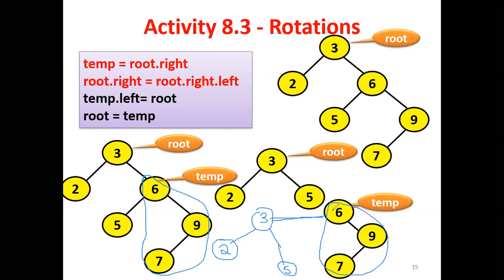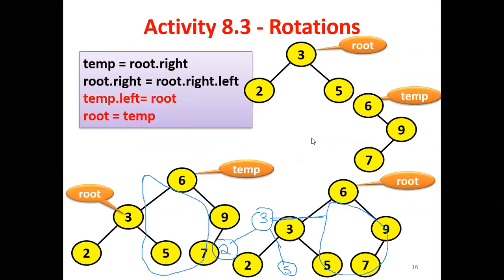So if we look at the final structure, we have something that looks like this, which is similar to what we had earlier. That is 6, 9, 7, 3, 2, 5. So this is how you can achieve the rotation. In the subsequent slide, you also see more examples and more approaches to achieve this kind of rotation.